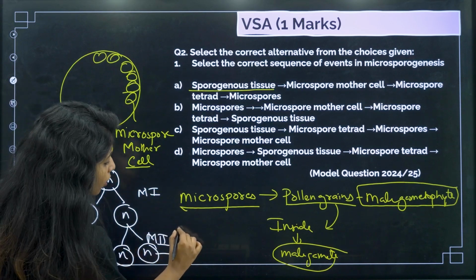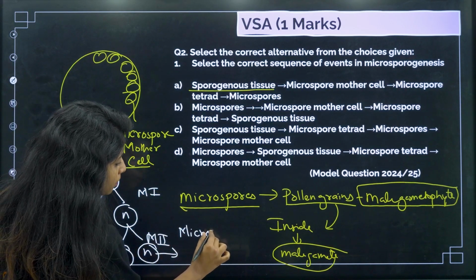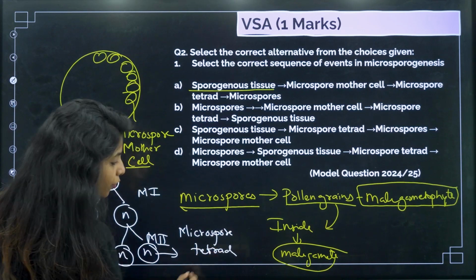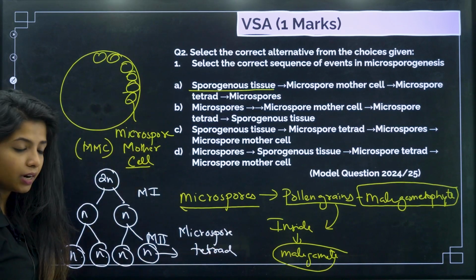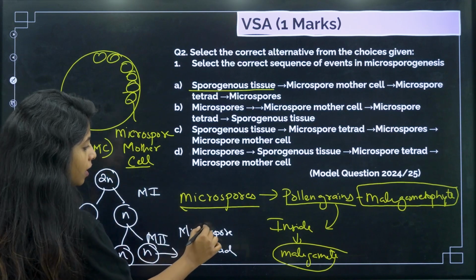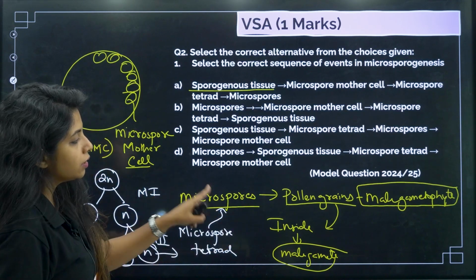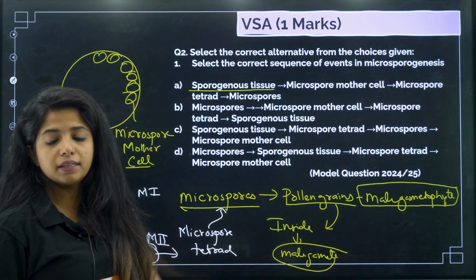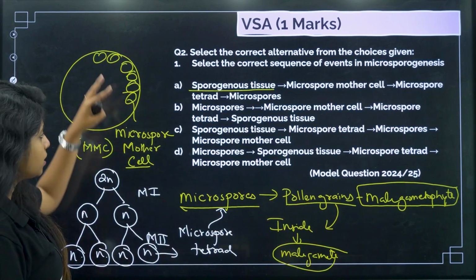what do I call it? I call it microspore tetrad. Tetrad as in 4. 4 of them are there. Now the microspore tetrad will differentiate, move apart away from each other, and give you microspores. These microspores will develop into pollen grains. These pollen grains will have male gametes inside them later on. Okay, so this is the process.